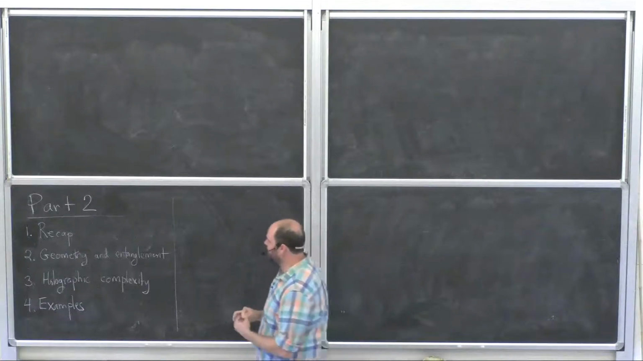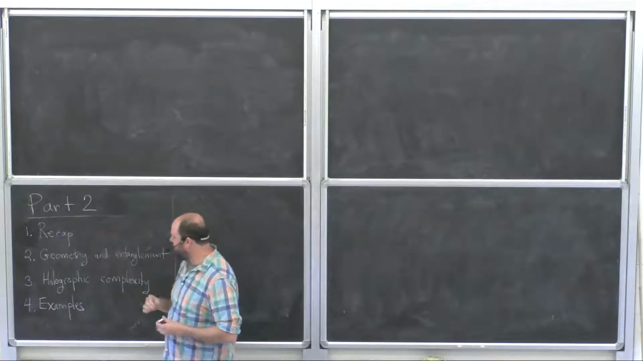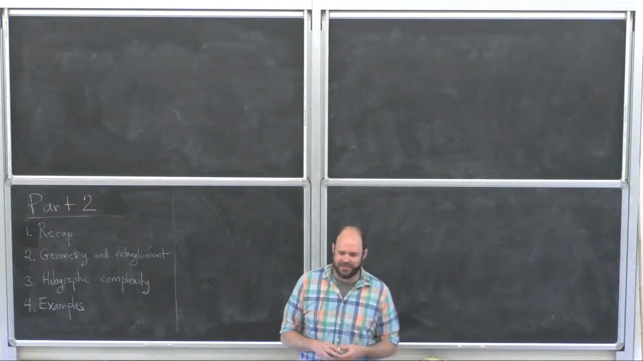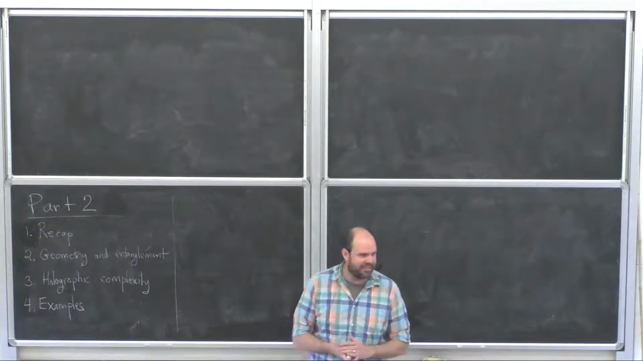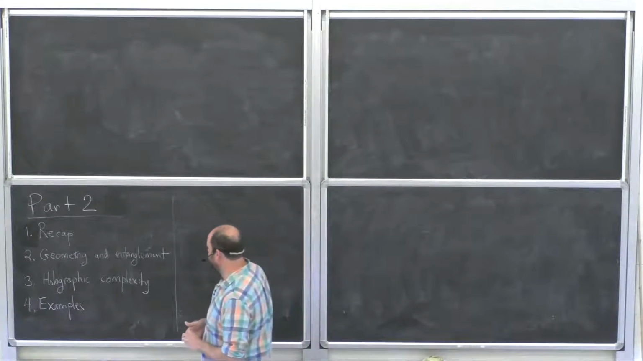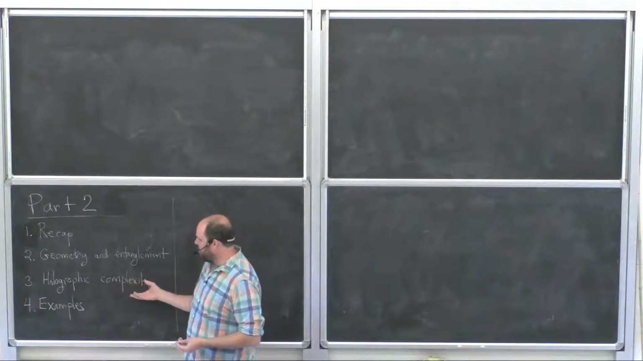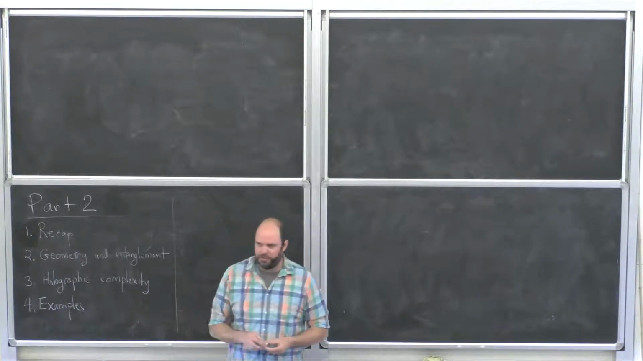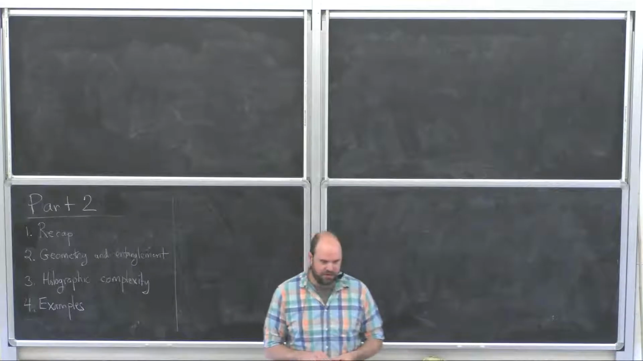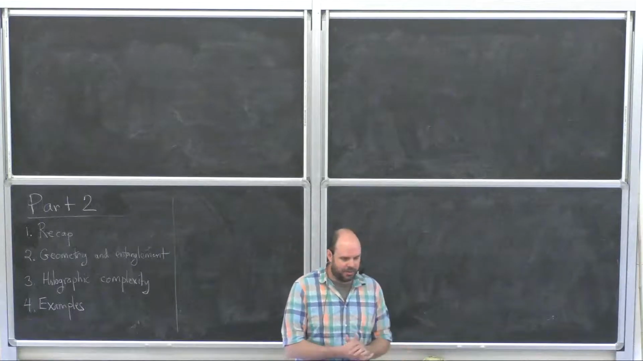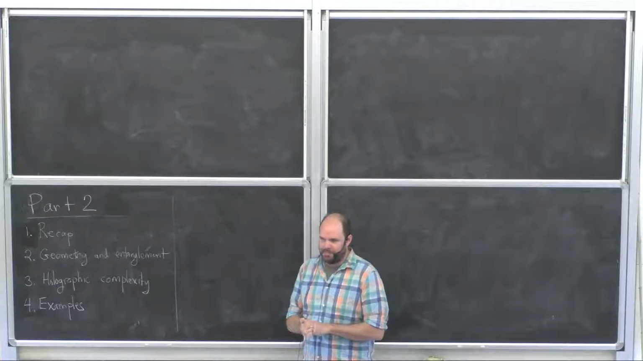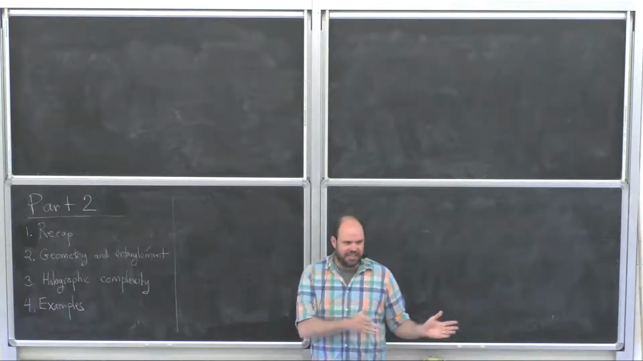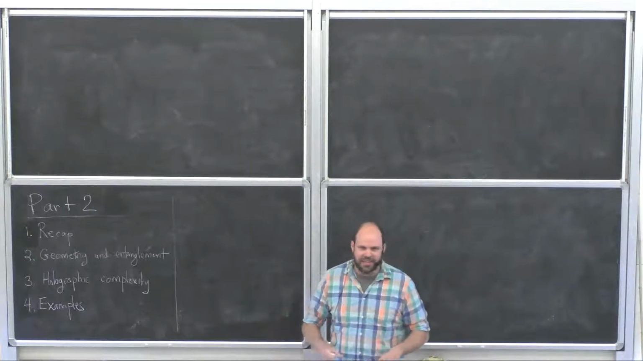So the plan for today is I'll quickly recap. Then we'll talk about geometry and entanglement. Jeff has already set this up very nicely this morning, so I don't have to do very much. And then we'll proceed to the main topic, which is discussing the holographic proposals for complexity. We'll try to just explain what they actually are as proposals, and then also talk about what they might be equal to. It'll be an equation with a very well-defined left-hand side and a not very well-defined right-hand side.